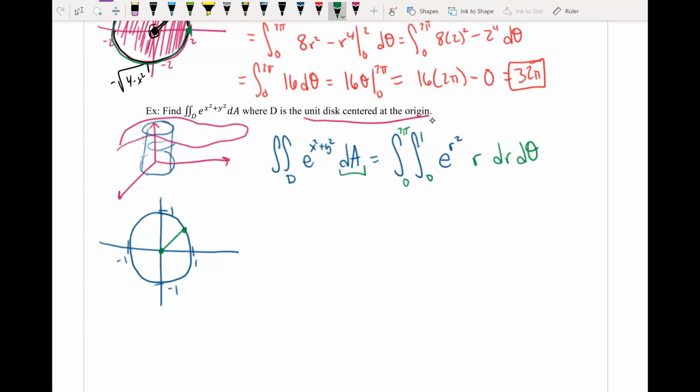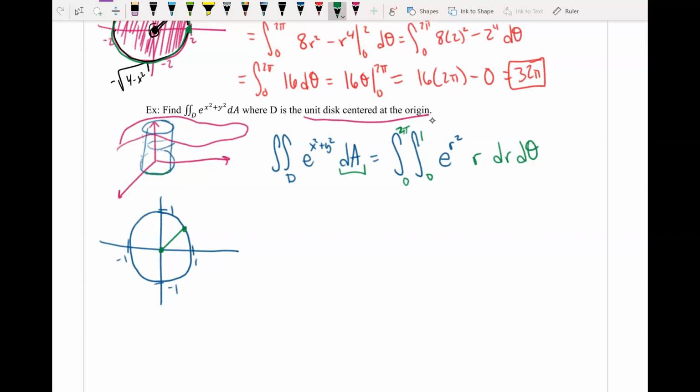Be very careful because sometimes they won't ask you for the whole circle. They might tell you something like the first quadrant, so they might just want a piece of the circle. In that case, it'll be from 0 to pi over 2. All right, so now we have something that will be a lot easier to work with, because now we have this extra r and we can just use u substitution.